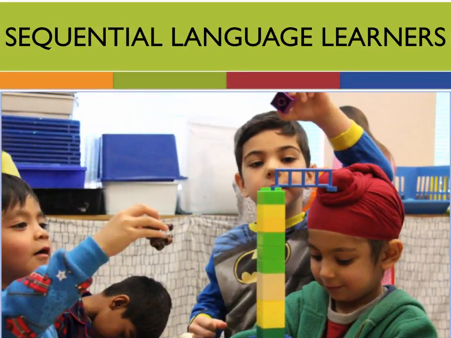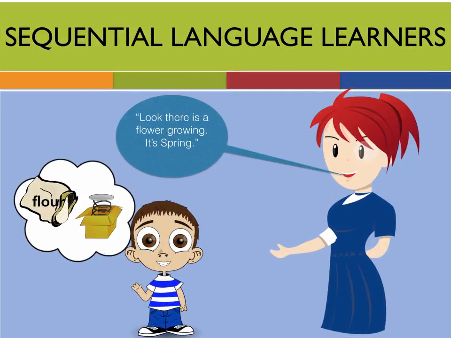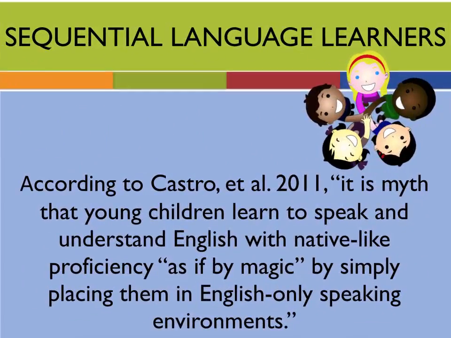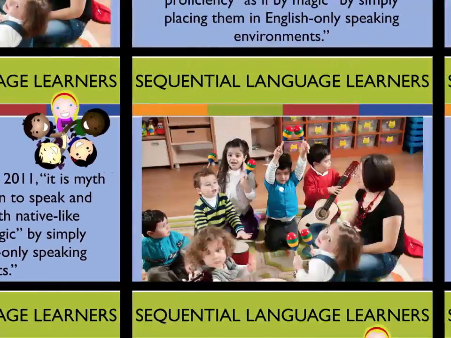Learning a second language is not as easy as you may think, even for young children. Learning the rules, the grammar, and vocabulary of the second language takes time, practice, and support. These children must also understand how the new words and grammar are used in the new culture in which they are immersed. According to Castro, it is a myth that young children learn to speak and understand English with native-like proficiency as if by magic, by simply placing them in English-only speaking environments.